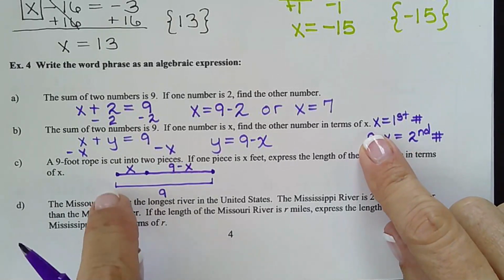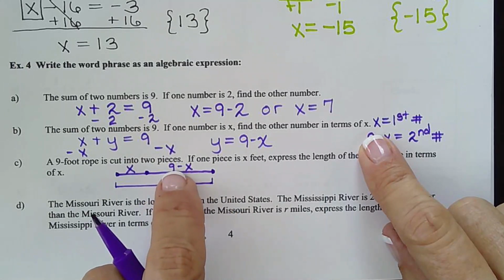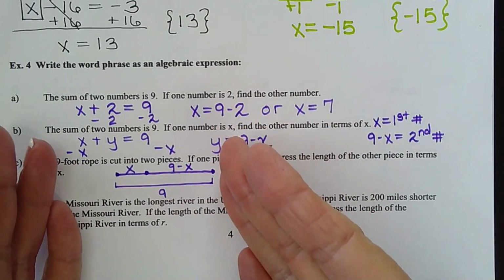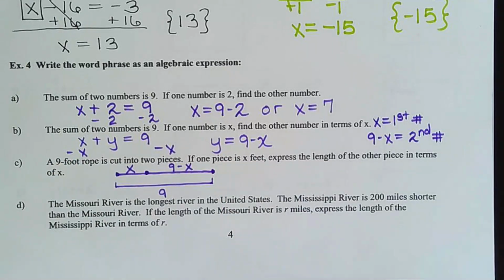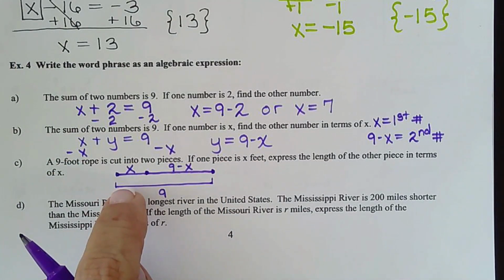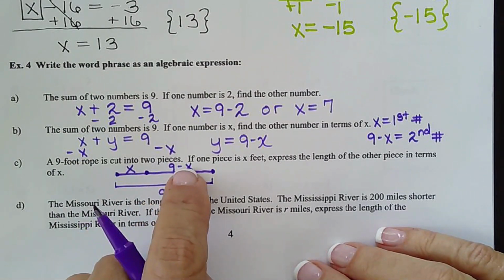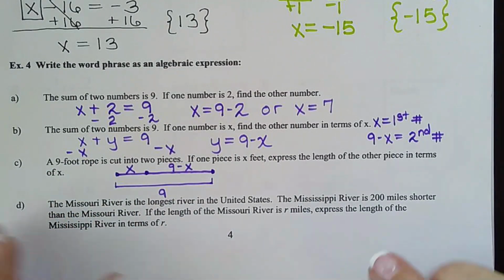X is the first piece. The sum minus x is the second piece. So anytime you know the total of something, the total of 2 numbers, the total of the 2 pieces, one piece is always x, the other piece is the sum minus x, because this means the 2 pieces add up to 9.